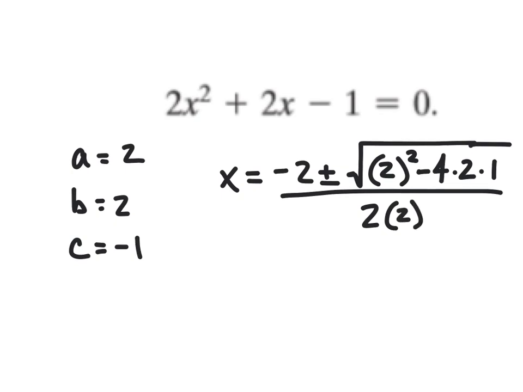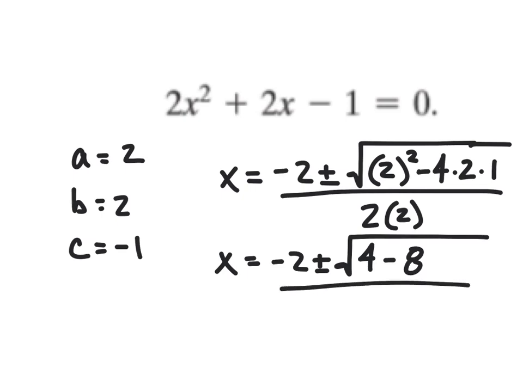All right, so now what I need to do is evaluate this. All I need to do is now do the math. So when I do this, x is equal to negative 2 plus or minus the square root of 2 squared, which is 4, minus 4 times 2 times 1. So 4 times 2 is 8, so 4 minus 8, and then all over 2 times 2, which is 4.